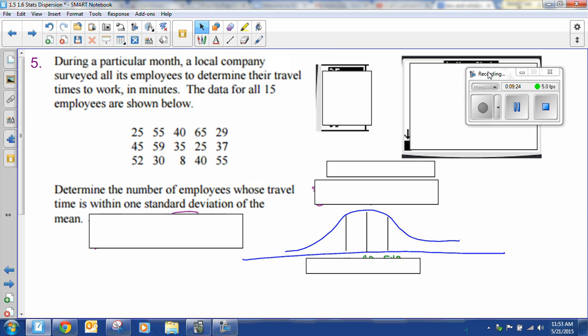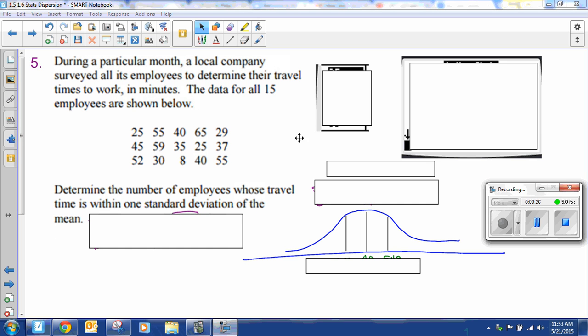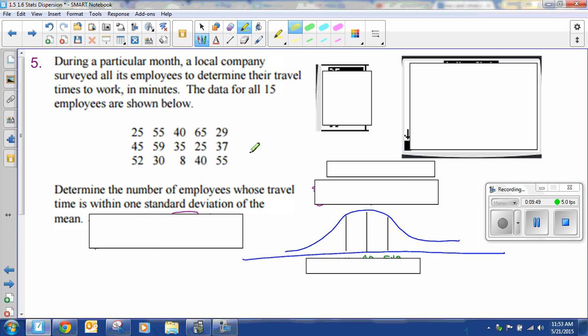Okay, now for the last question here. During a particular month, a local company surveyed all its employees to determine their travel times to work in minutes. The data for all 15 employees are shown below. Determine the number of employees whose travel time is within one standard deviation of the mean. So what we have to do is determine the standard deviation and the mean of this data here.